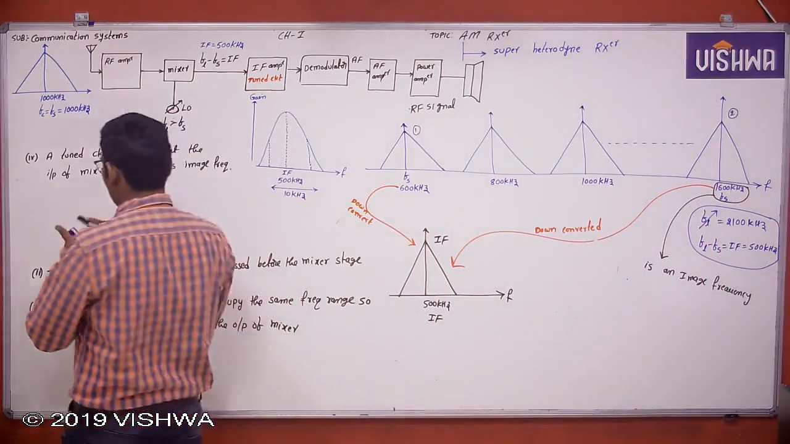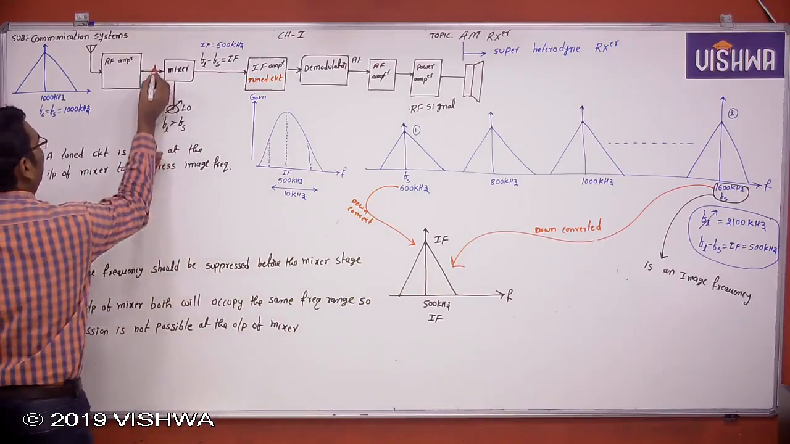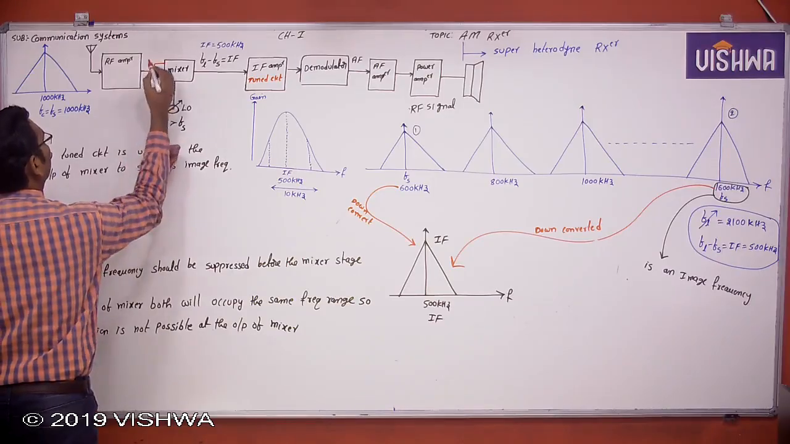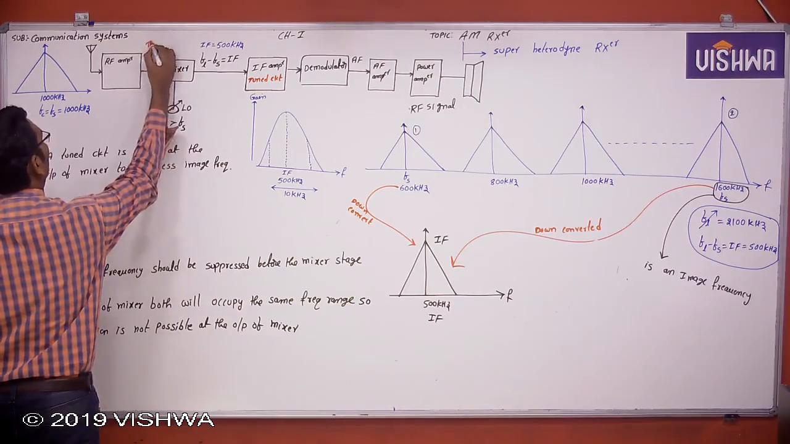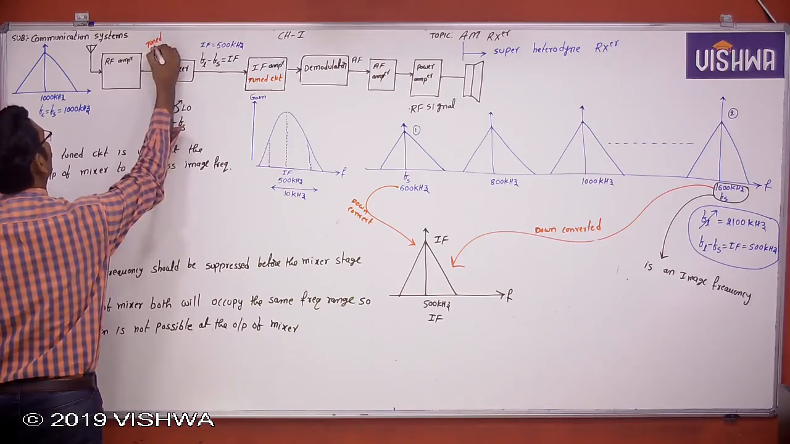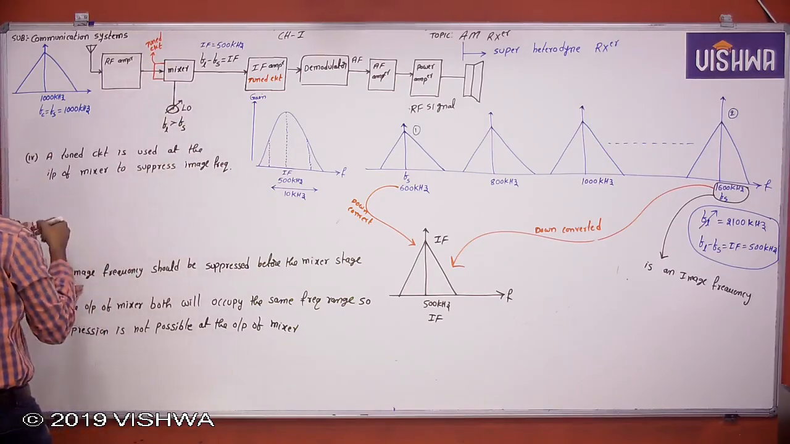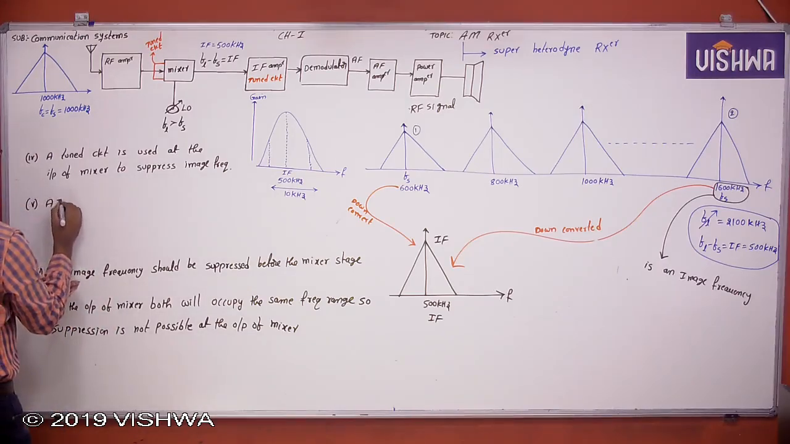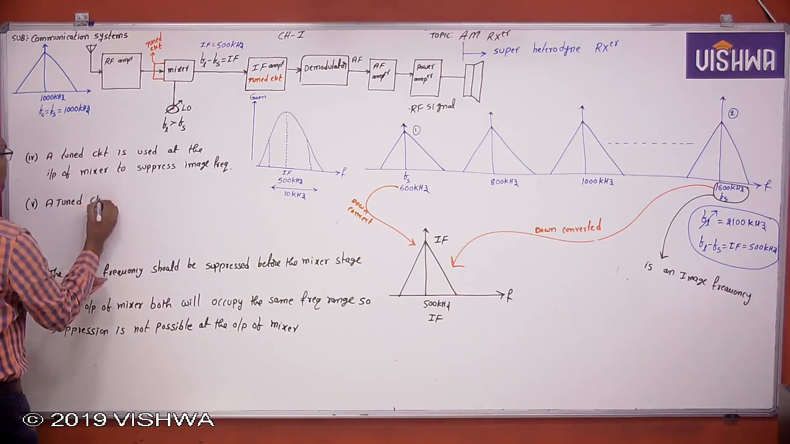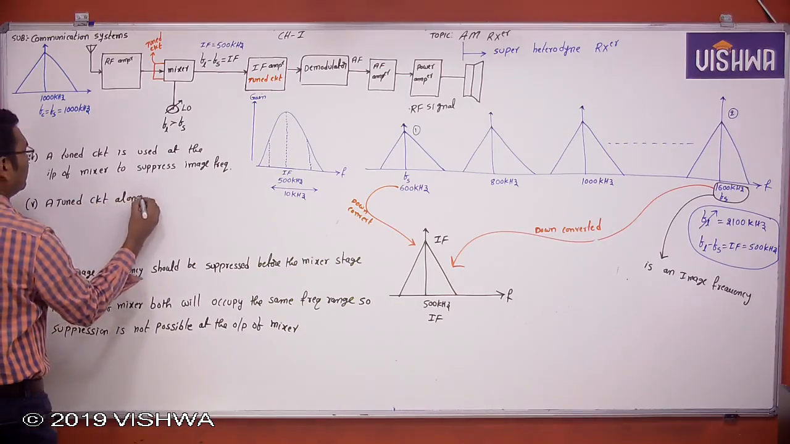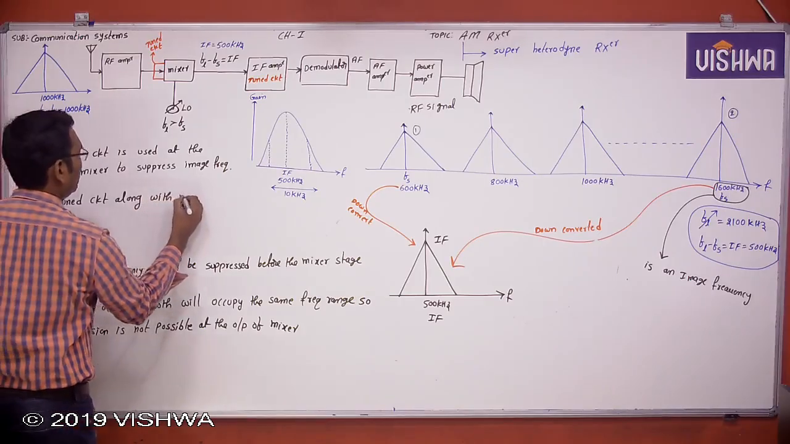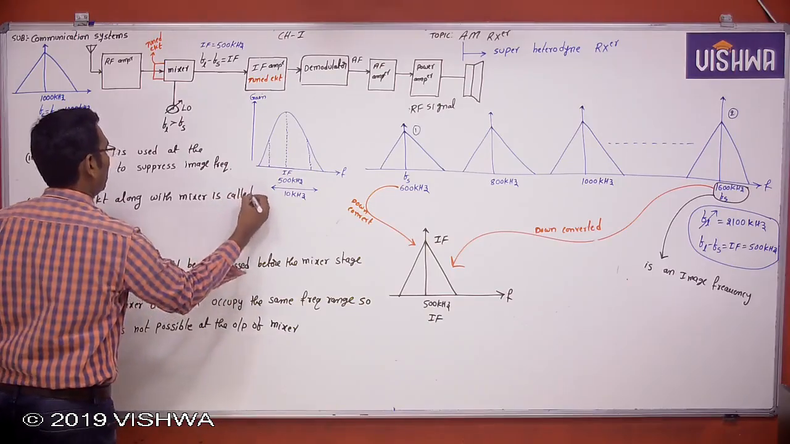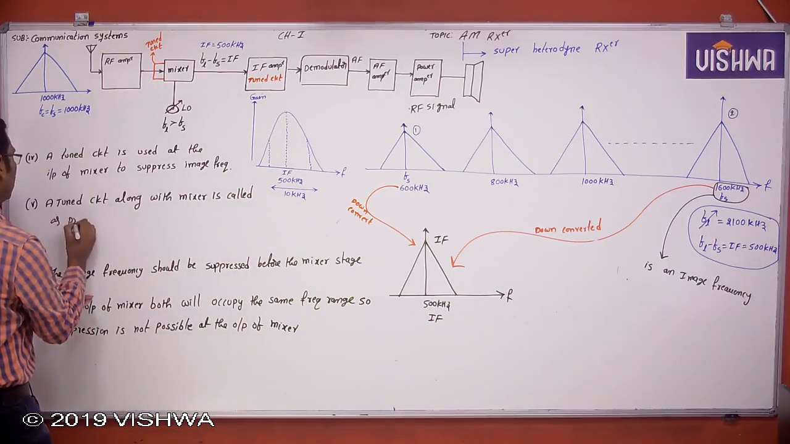So where is a tuned circuit? Now I am indicating all tuned circuits with a red line. Okay, now this is the tuned circuit which is used at the input of the mixer to suppress the image frequency. Now a tuned circuit along with the mixer circuit is called a pre-selector.